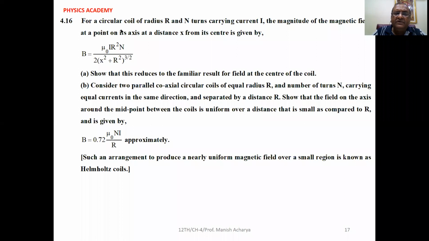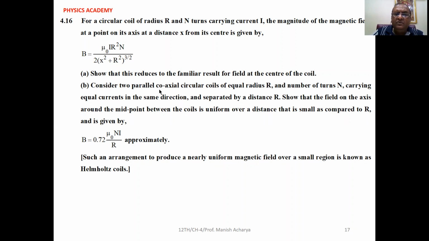4.16. For a circular coil of radius r and n turns carrying a current I, the magnitude of the magnetic field at a point on its axis at a distance x from its center is given by B equal to mu 0 I r square n upon 2 into (x square plus r square) raised to 3 by 2. Question A. Show that this reduces to a familiar result for the field at the center of the coil.